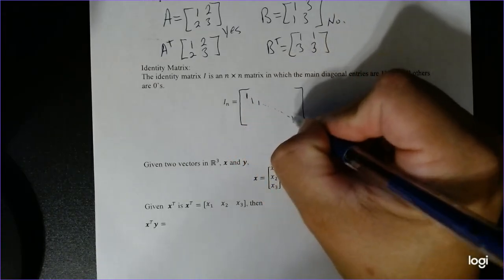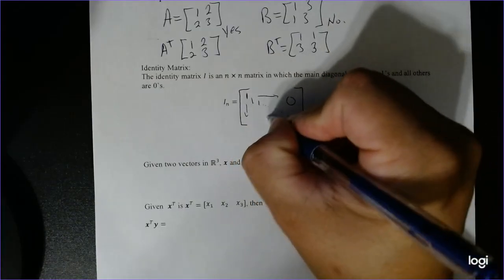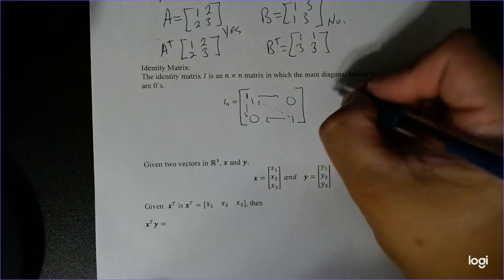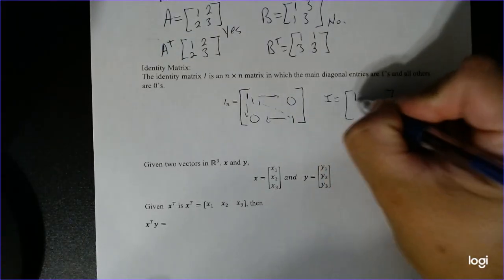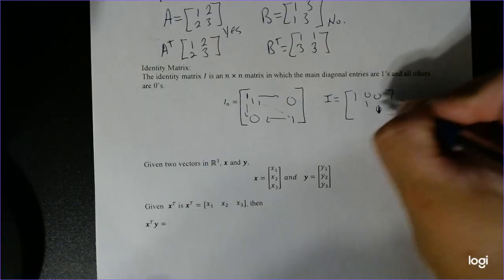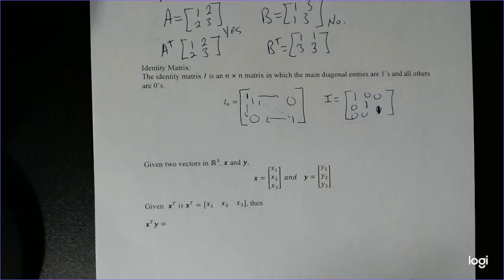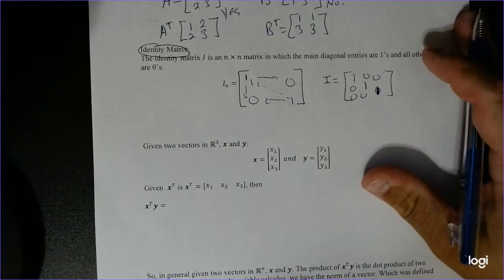So it kind of looks like this, where all of these are just 0. If you want a 3 by 3, the identity matrix will just be this. So that's called the identity matrix, and then much more in depth later on.